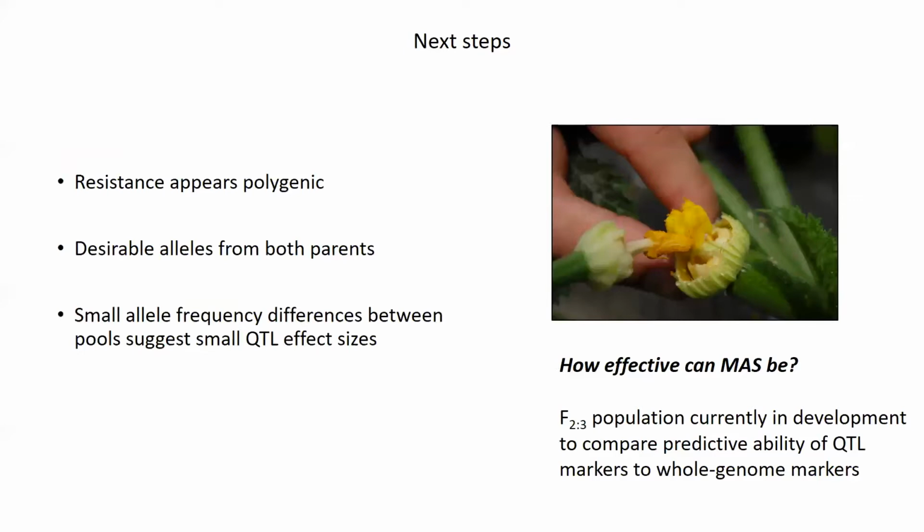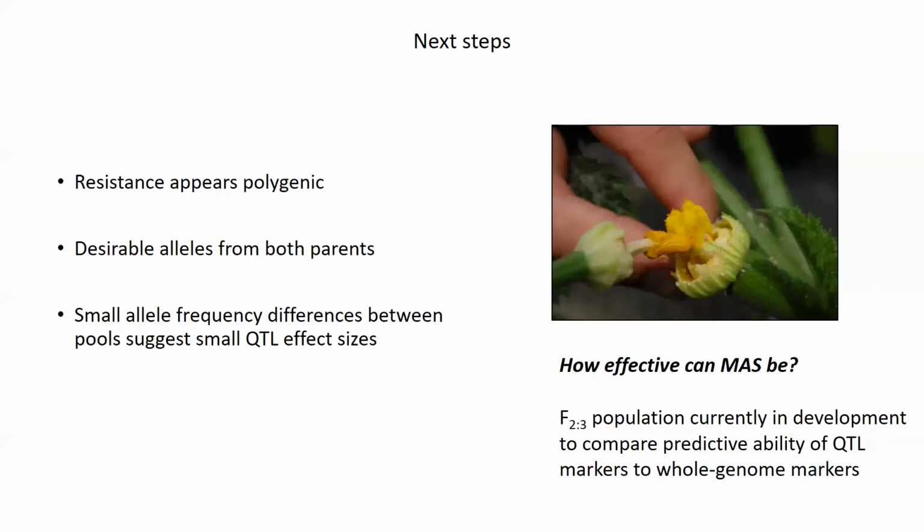So what did we learn from this experiment? Well, we learned that resistance appears polygenic. There are desirable alleles from both parents. And with this type of experimental design, we're not able to actually estimate QTL effect sizes, but we do observe that even in the regions with the strongest signal, the absolute magnitude in terms of the allele frequency differences between the pools was fairly small, around 10 to 15%. So this could be because of poor accuracy in visual selection, again, because of all the plant-to-plant variation, or could be because the actual effect sizes of these QTL are fairly small.